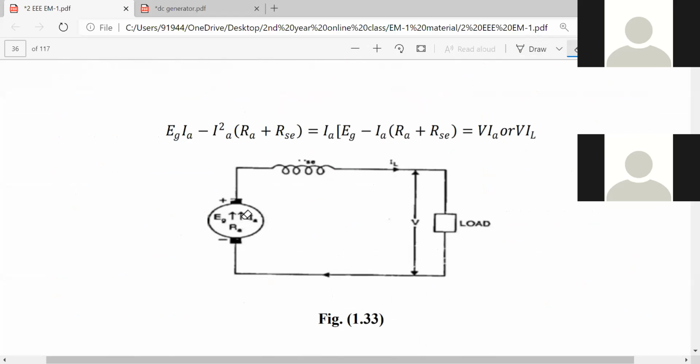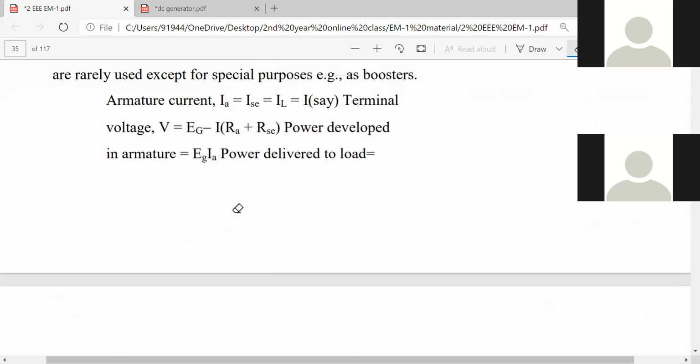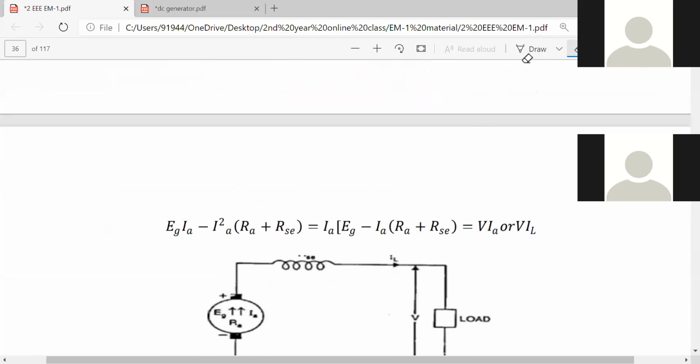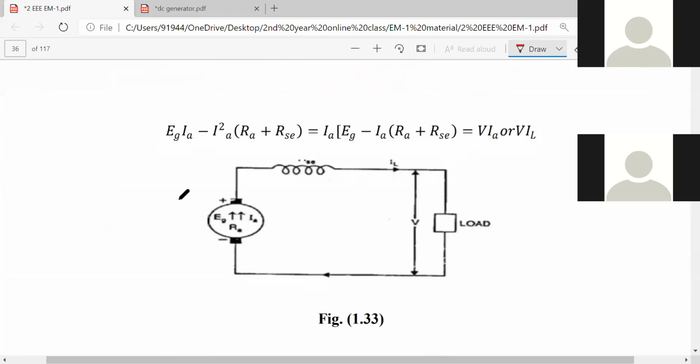So first we discuss the series generator. Armature and field are both connected in series. Next, the current through the load is IL, the same common current, the current flowing through the load circuit. The voltage across the load is V, capital V. This is the voltage across the load, and the current is IL.